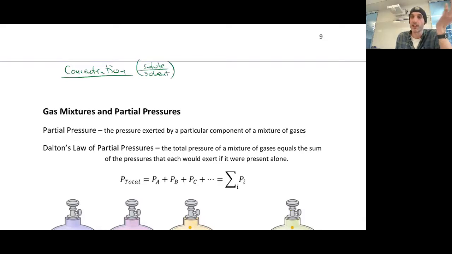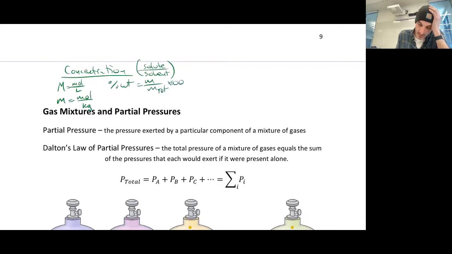Every single one of our calculations has this. We have molarity, which is moles per liter. We have molality, which is moles per kilogram of solvent. We have percent by weight, which is mass over total mass times 100. And we have mole fraction. We're going to come back to mole fraction, but essentially it's moles over total moles. But all of these are the part over the whole.